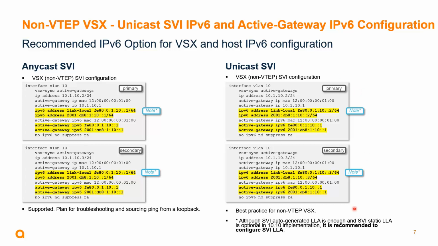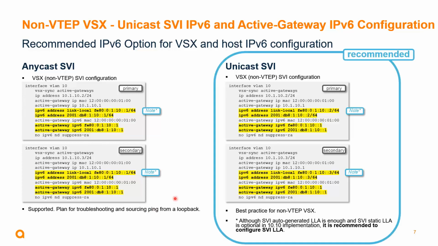And this will be our best practice for non-VTEP VS6. Again, Anycast SVI will provide you the benefit of not provisioning more IP addresses, but only for 2 nodes, the 2 nodes of the VS6 cluster. So the benefit on IP address management is small, and you may need to have a loopback per VRF. Here there is only one VRF, but per VRF a loopback to source the ping. So both are supported, but the one on the right side is our best practice.